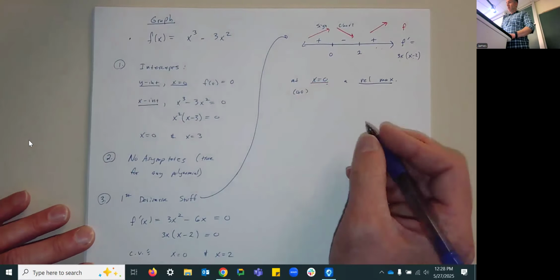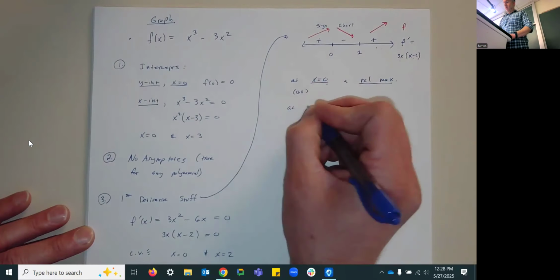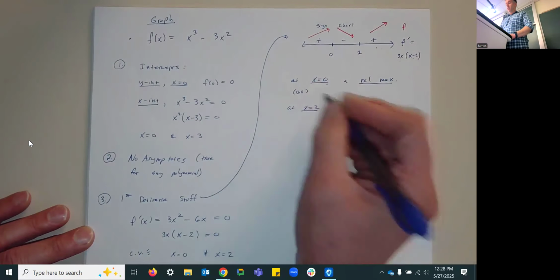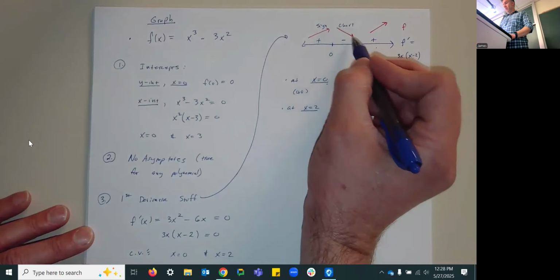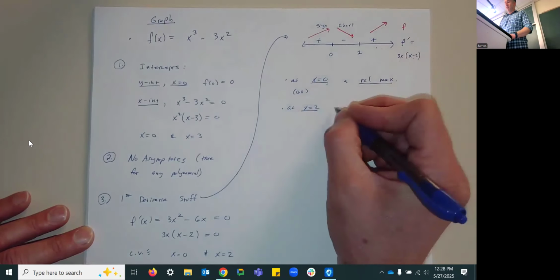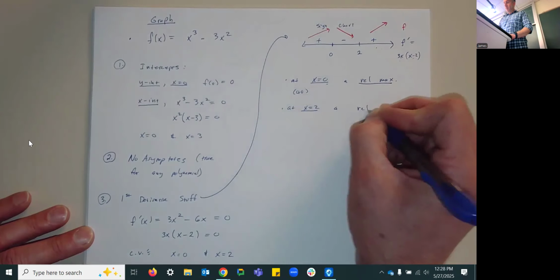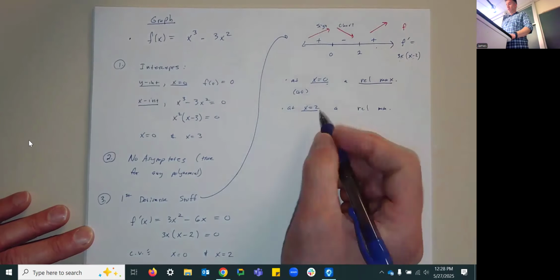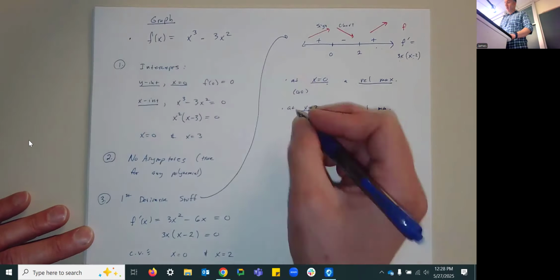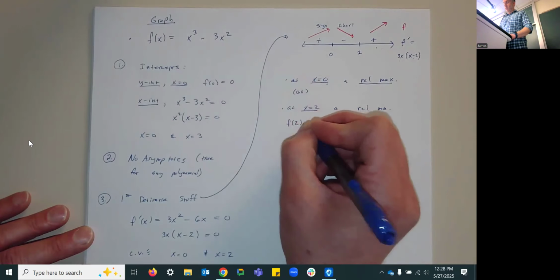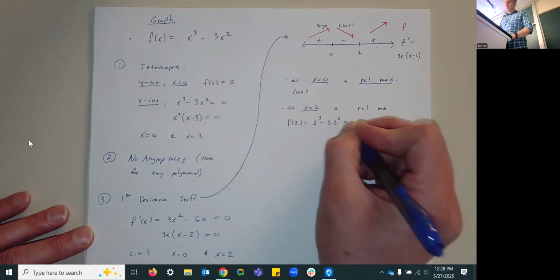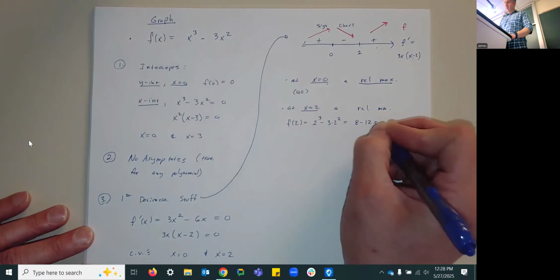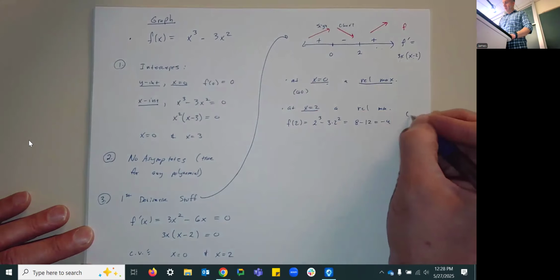And similarly, actually oppositely, at x equal to 2, the function went from decreasing to increasing, so it's going to have a relative minimum. And now we should plug in 2 to our original function to find the y value. So f of 2 is 2 cubed minus 3 times 2 squared, which is 8 minus 12, which is negative 4. So we get the point 2 comma negative 4.